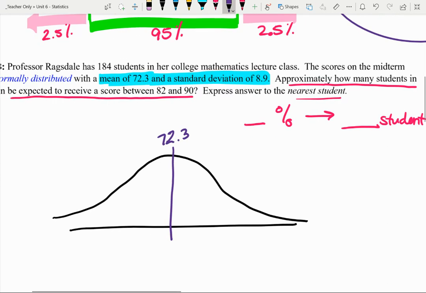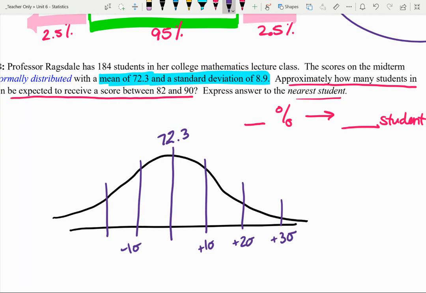72.3. And then again, I want to be adding my standard deviations or subtracting my standard deviations. Plus 2 standard deviations, plus 3 standard deviations. Again, I'm using that lowercase sigma for my standard deviation. We're going to probably do that pretty consistently here.